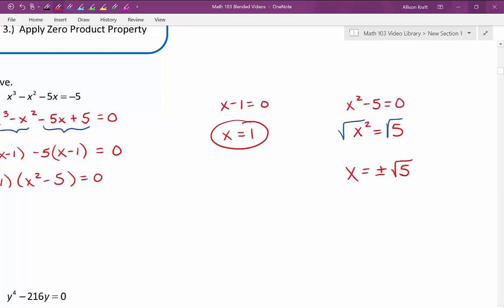We look to see if we can simplify our square root. We cannot. The solutions to this equation are x equals 1, x equals positive square root of 5, and x equals negative square root of 5.